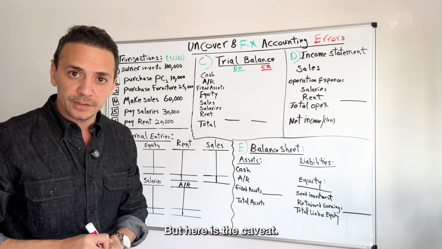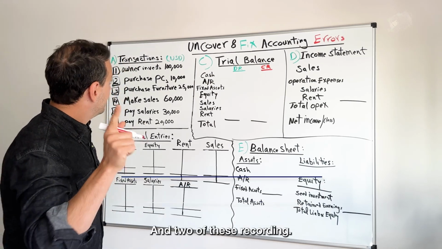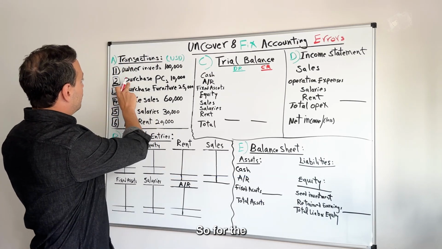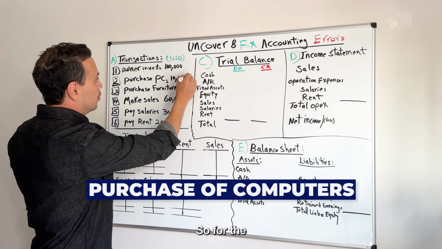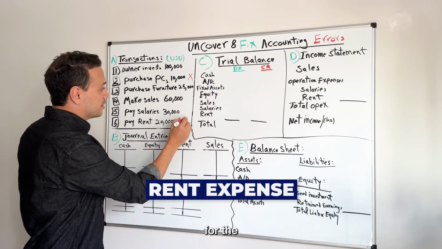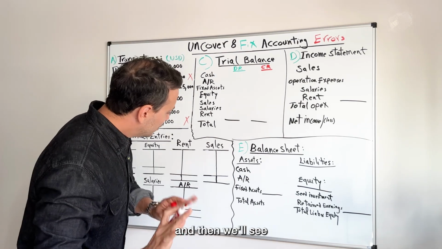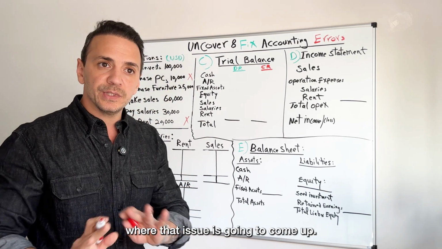But here's the caveat. We are going to make a mistake on purpose in 2 of these recordings. For the purchase of computers, we're going to make a mistake on purpose. For the rent expense, we're going to make a mistake on purpose for a journal entry. And then we'll see where that issue is going to come up.